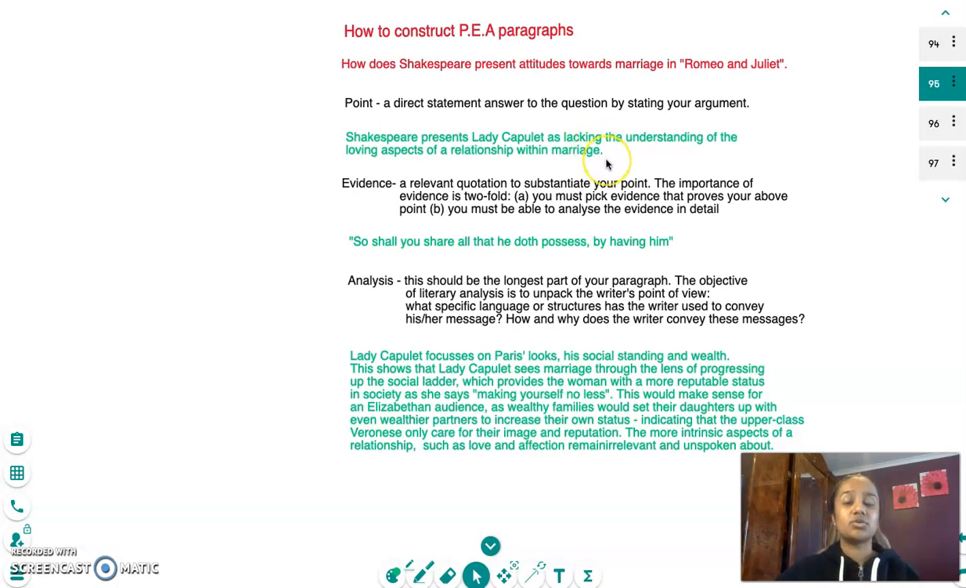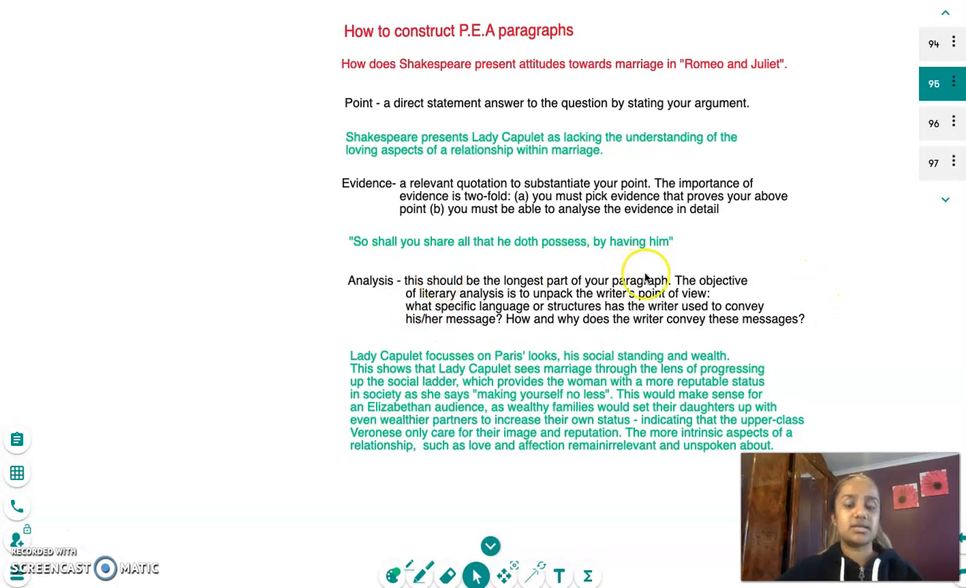In this case, I'm talking about the lack of love. So I've got to show evidence that, one, proves that Lady Capulet doesn't care about love within marriage. But it's also got to be something that I can analyse in a lot of detail, that I can unpack. So I chose that, "so shall you share all that he doth possess by having him." And the reason why I've chosen this is because she uses this word, possess. She views marriage through the lens of ownership, and that's what we're going to be discussing in relation to the lack of love that she attributes to marriage.